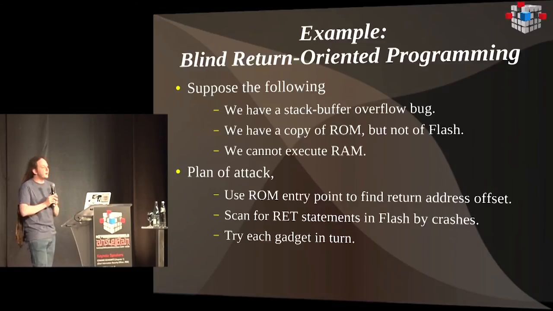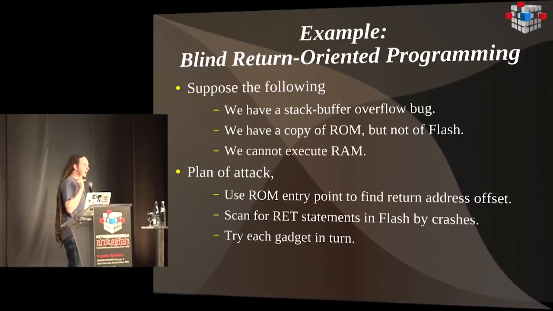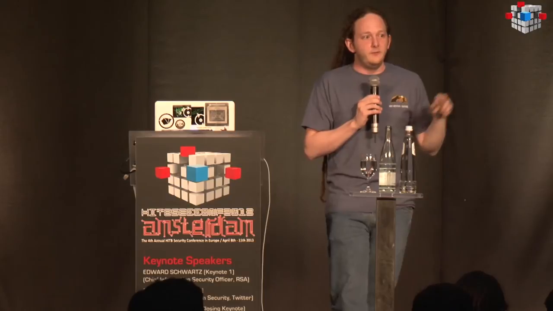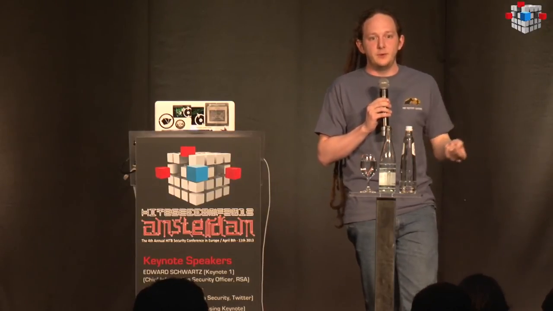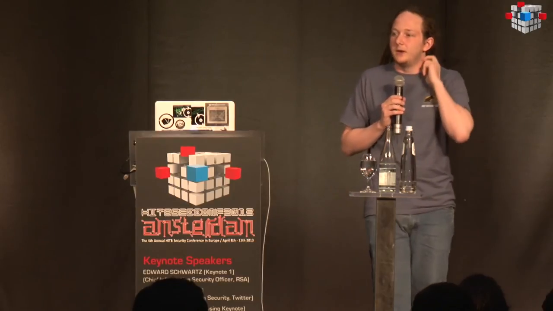So the plan of attack is to use the ROM entry point to find the return address offset. So when you get your crash, the crash is happening because at some point the chip is returning and it's popping the wrong value into the program counter. That's causing it to crash. If you can provide a correct value there, you can make it do something other than rebooting. And in this case, what we want to do is make it jump into the bootloader.